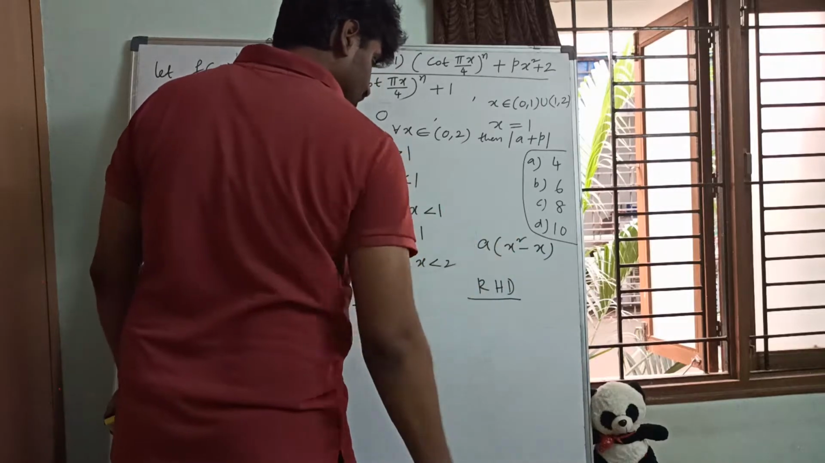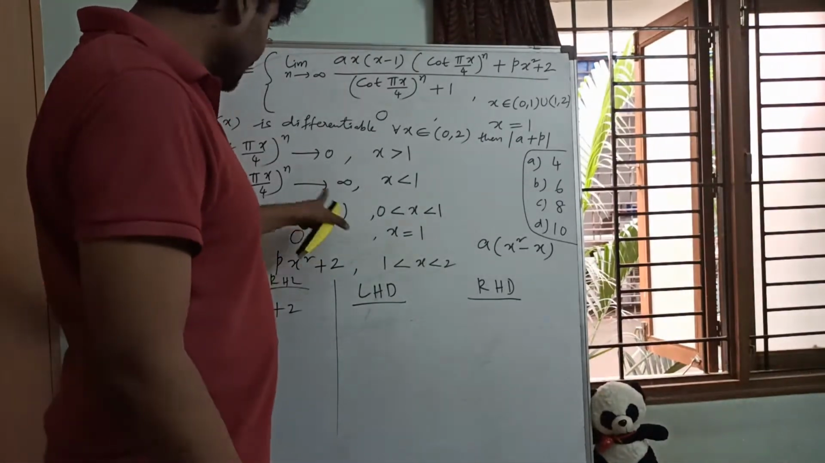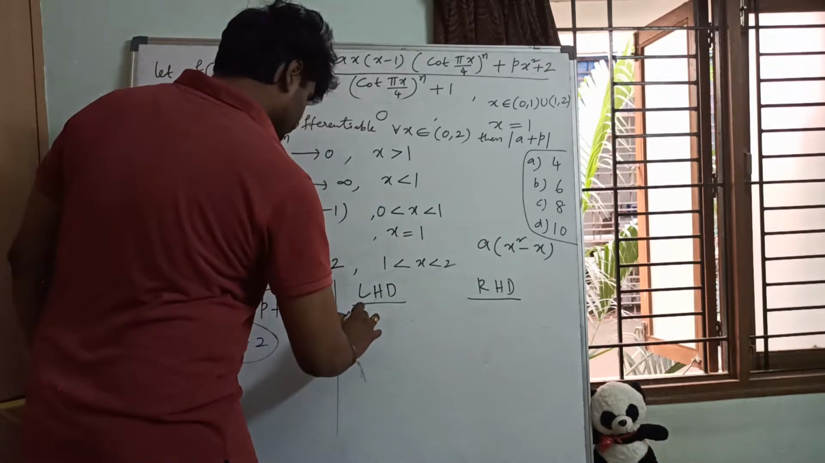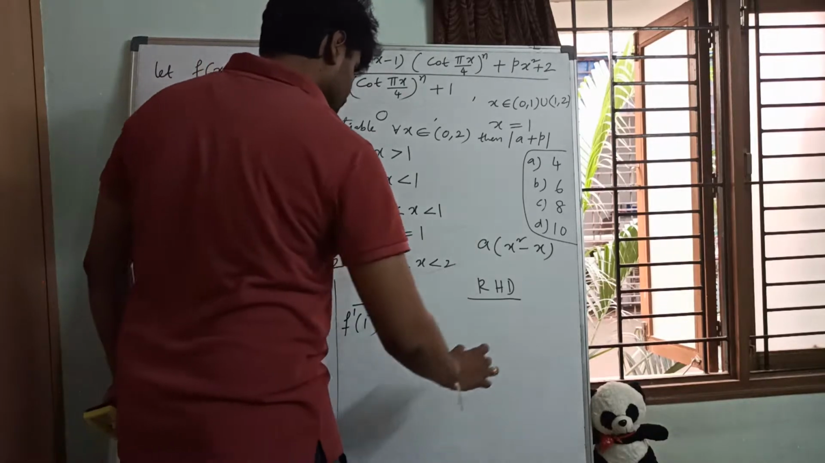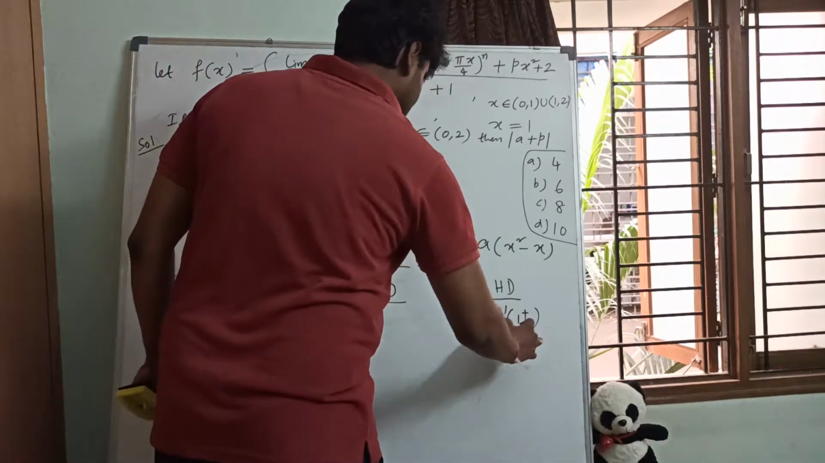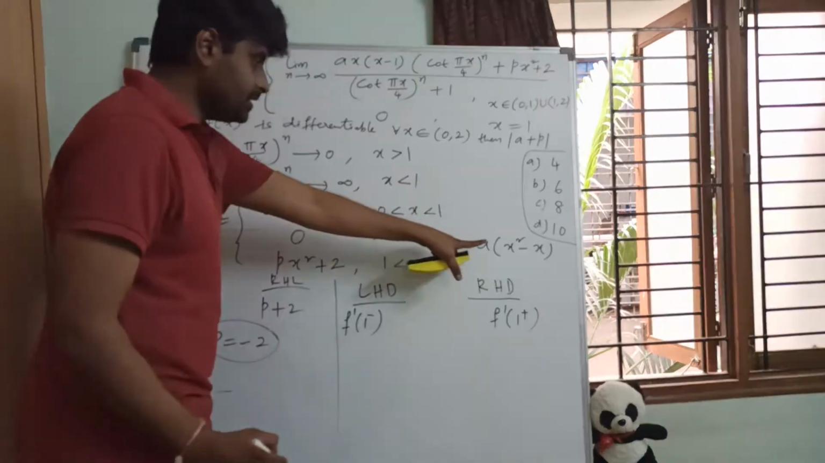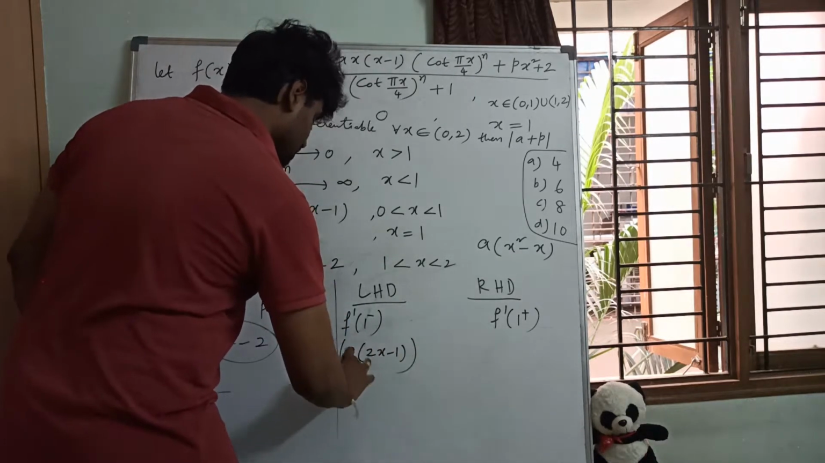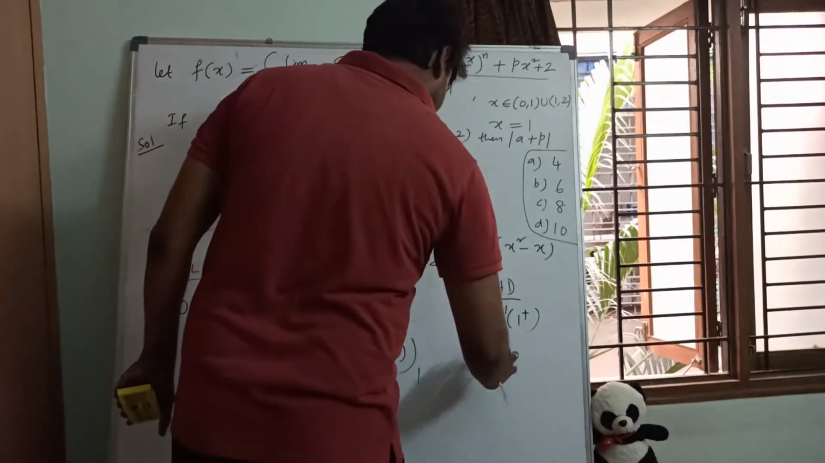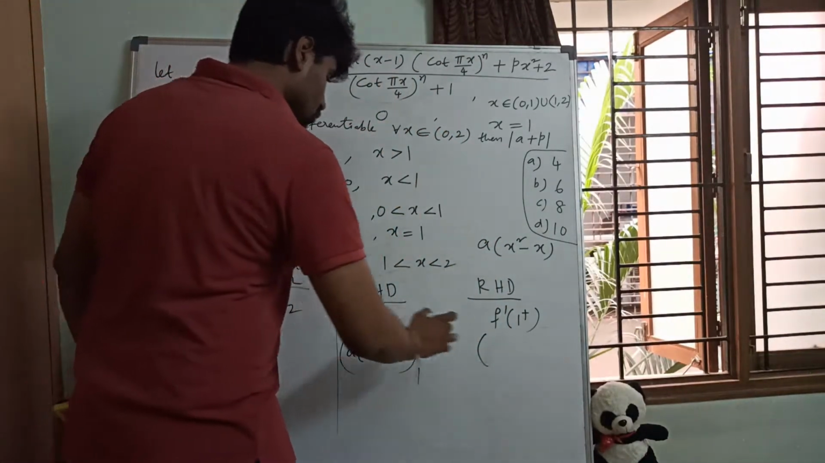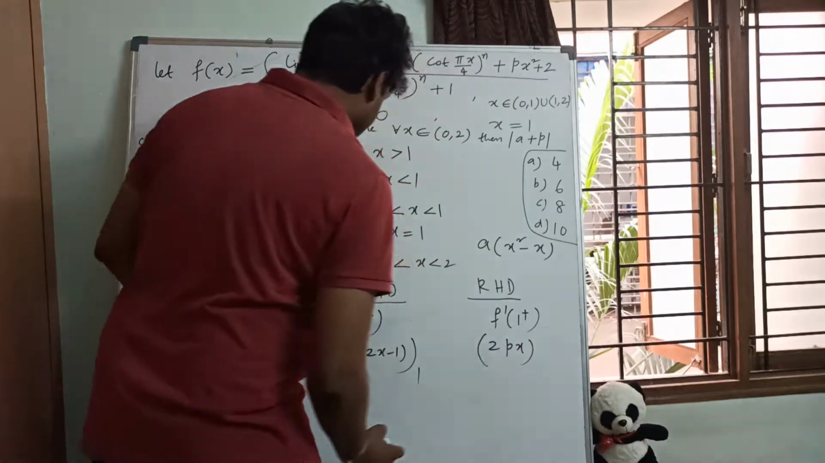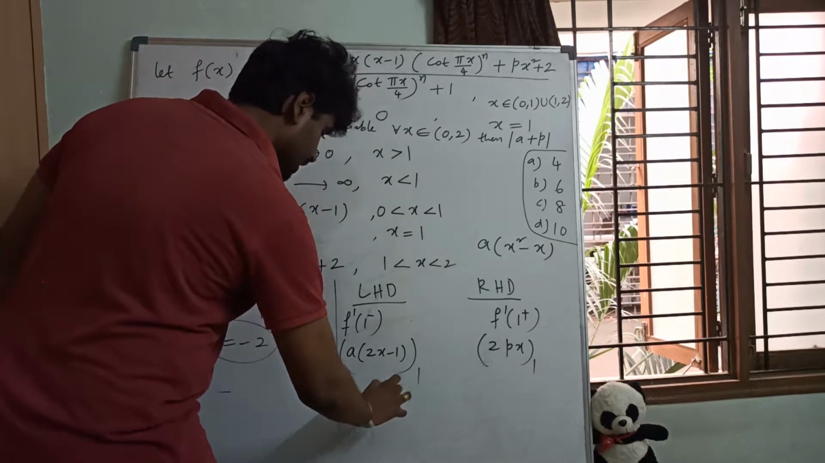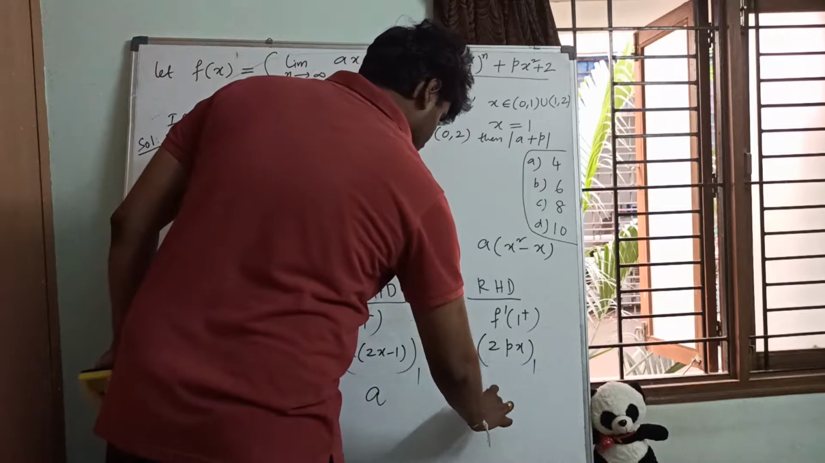So derivate this function. We don't need to go through formulae because we are able to derivate that. So f dash of 1 minus and f dash of 1 plus. Derivate the first one, a into 2x minus 1. Now substitute 1. Here also derivate this function: 2px, and the derivative of 2 is 0. Here also substitute 1. If you substitute 1 here, 2 minus 1 is 1, so a, correct. Here also if you substitute 1, 2p.